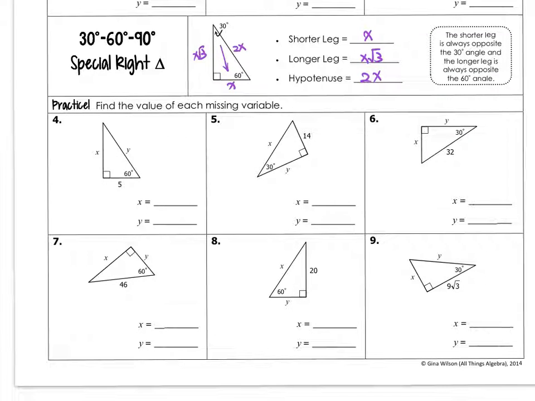So it's almost a 1, 2, 3. You've got to play with that a little bit. Also notice that the shorter leg is always opposite the 30-degree angle, and the longer leg is always opposite the 60-degree angle. Okay? So how do we use this one? Let's look at number 4. This is 60, so this has to be 30. If the shorter leg is 5, my hypotenuse is 2 times 5, which has to be 10, and my longer leg has to be 5 root 3.